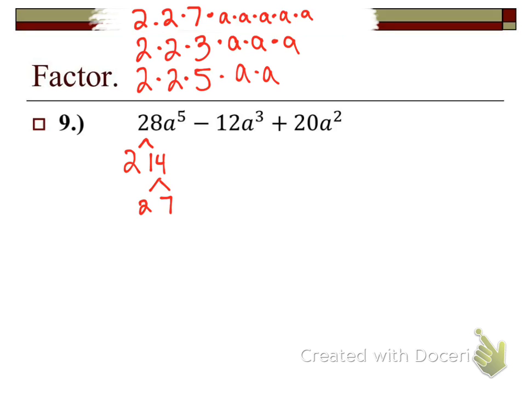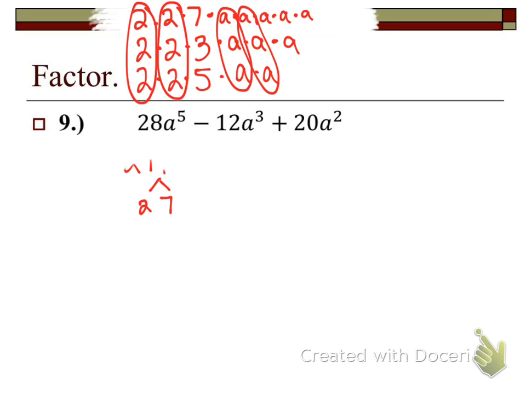All right, what matches on all 3 lists? 2, what else? Another 2, and A and another A. Okay, so these things would all get multiplied together. So if I wanted to write my GCF off to the side, 2 times 2 is 4. A times A is A squared. My GCF is 4A squared.